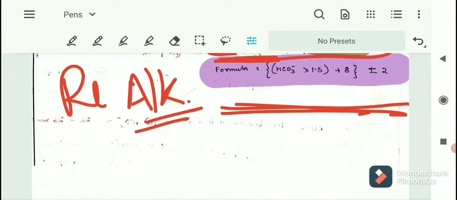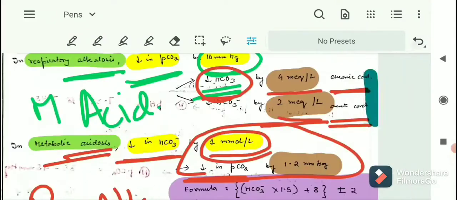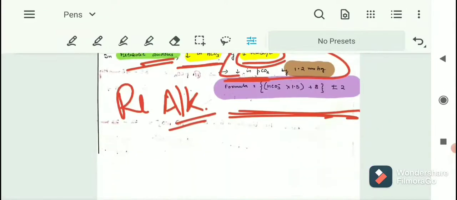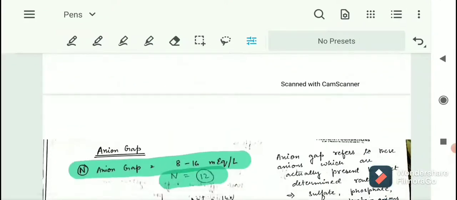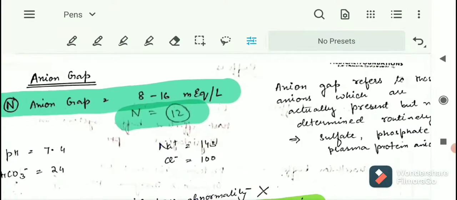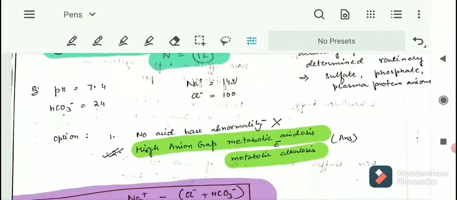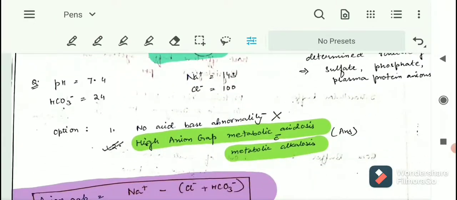Now here we come to a topic: let's see what is anion gap. Okay, now let's see first a problem. Let's see a problem first.